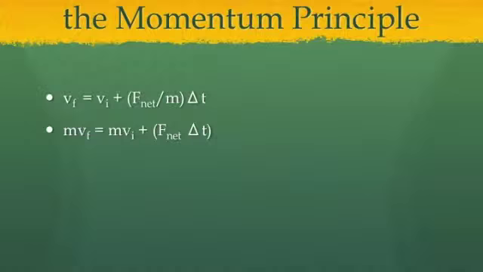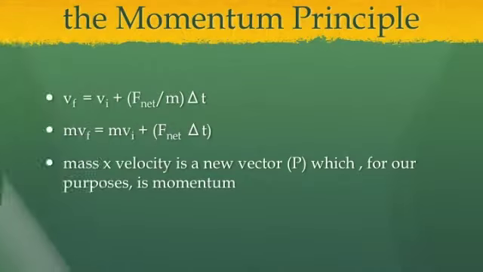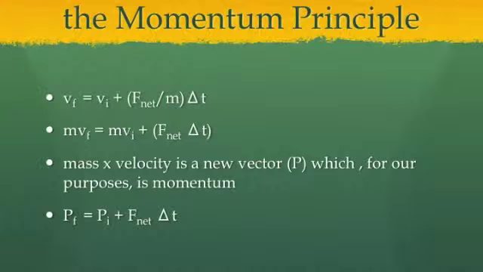Mass times velocity is a vector, and for the purposes of this course, this vector is the momentum of the object. The symbol used for momentum is p. Substituting p for mv in the above equation, we can see that the momentum of an object at time t is equal to the momentum at time zero plus the product of the net forces times the time interval chosen.